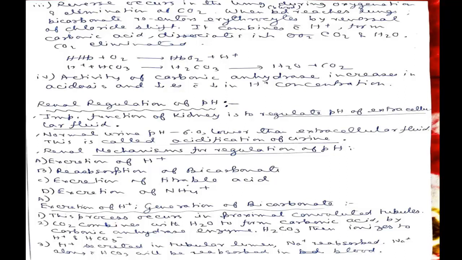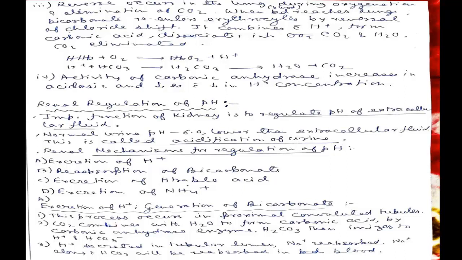Next is renal regulation of pH. An important function of the kidney is to regulate pH of extracellular fluid. Normal urine pH is around 6. It is lower than extracellular fluid. This is called acidification of urine. Renal mechanisms for regulation of pH are the following. First one is excretion of hydrogen ion, next is reabsorption of bicarbonate, next excretion of titratable acid, and finally, excretion of ammonium ion.